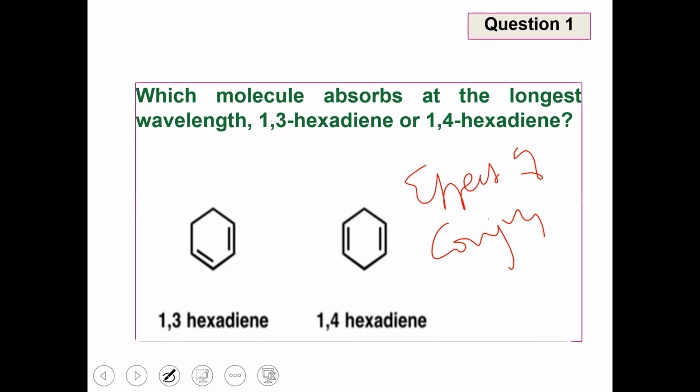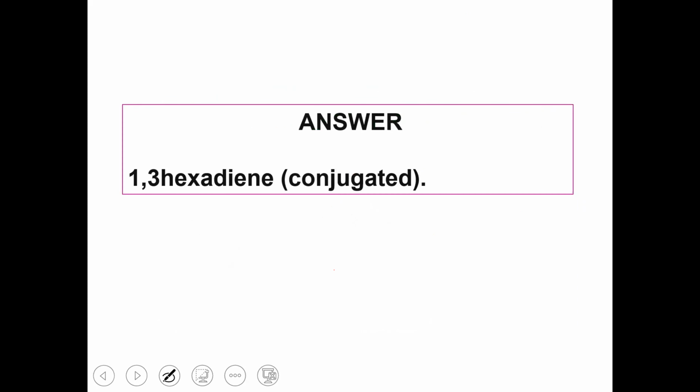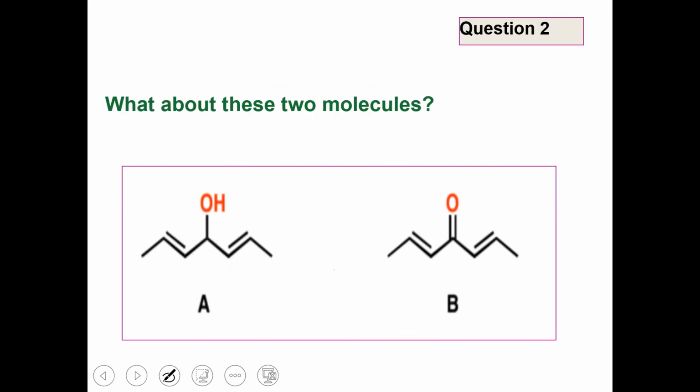Double bonds are separated. Does any student have an answer to this, sir? Yes, ma'am. I have a couple of answers. Answer is 1 or 2? 1, ma'am. 1 is correct. So extent of conjugation. Here the conjugation is double bond, single bond, double bond, whereas here the conjugation is missed. So answer is 1,3 hexadiene. So next question. What about these molecules? Same concept, please apply.